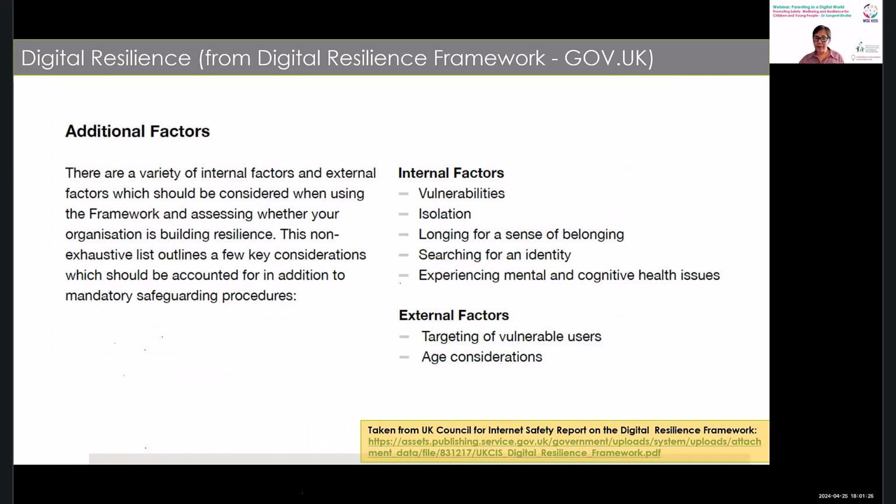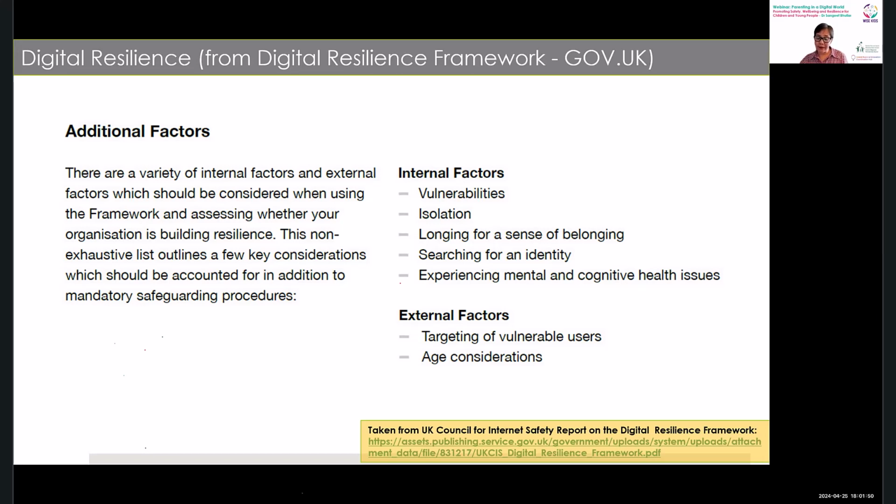And there are many additional factors that come into play when assessing whether someone is at risk online or not. So things like whether a young person is feeling isolated, whether they're longing for a sense of belonging or searching for an identity, that could put them at greater risk.